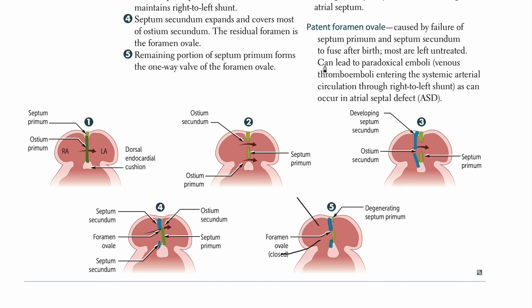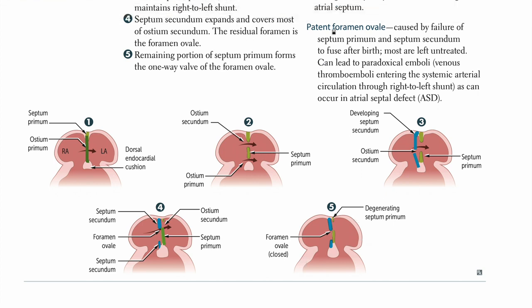So that's what this means, that it can lead to paradoxical emboli, venous thromboemboli entering the systemic arterial circulation. Since it came from the SVC or IVC, those are veins, right? Not arteries. So that's why it can enter from venous blood into the oxygenated or arterial blood, right, which is going to be in the left atrium. So it can lead to paradoxical emboli, which is venous thromboemboli entering the systemic arterial circulation through a right to left shunt, as can occur in atrial septal defect.